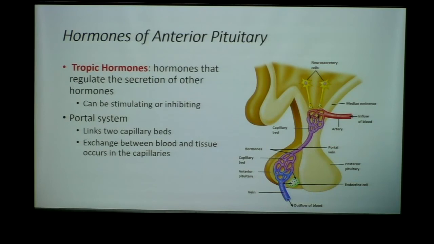All right, and so we have the exchange of blood and hormones being released here from the anterior pituitary, and they make their way into that blood, which is now heading back to the heart, now heading into the venous circulation. Okay? So two capillary beds in series is a portal system. All right.